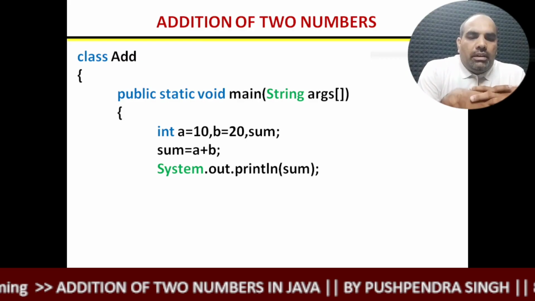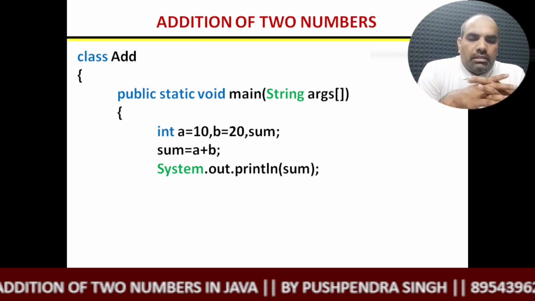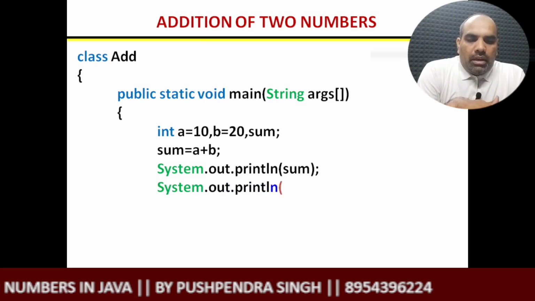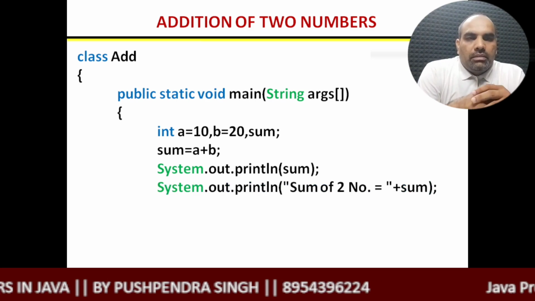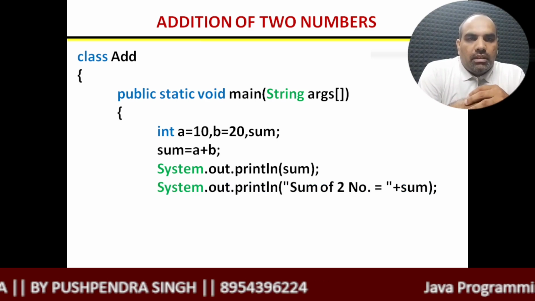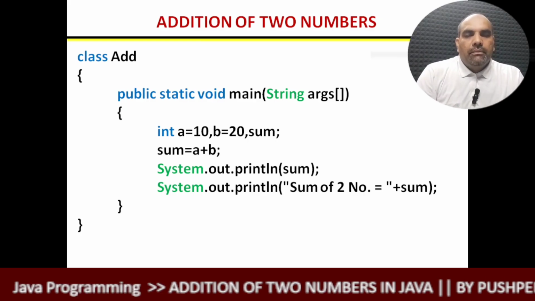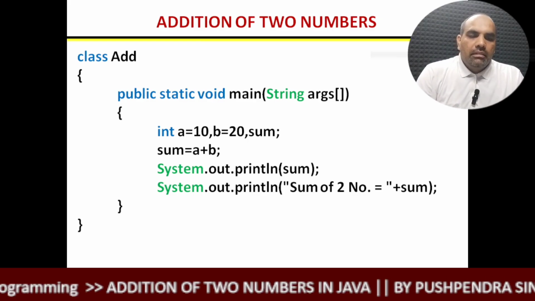But dear all students, I want to display "sum of two numbers equal to 30". So I display again "sum of two numbers equal to" plus sum. Then close this main function, and after that close this class.